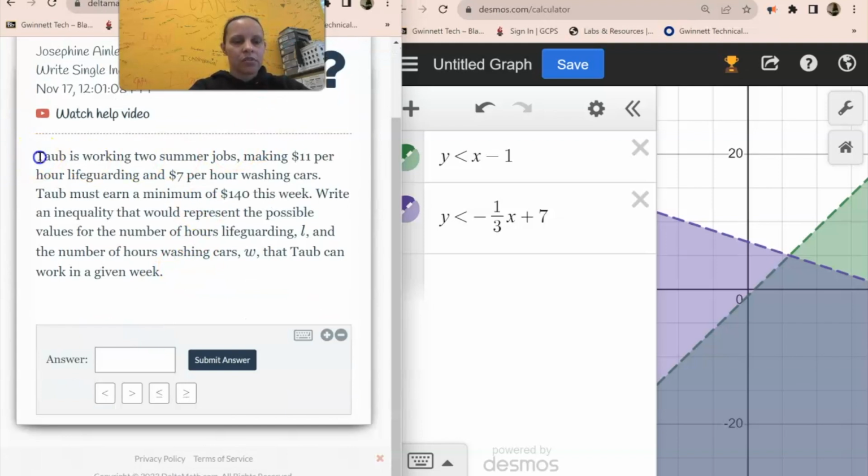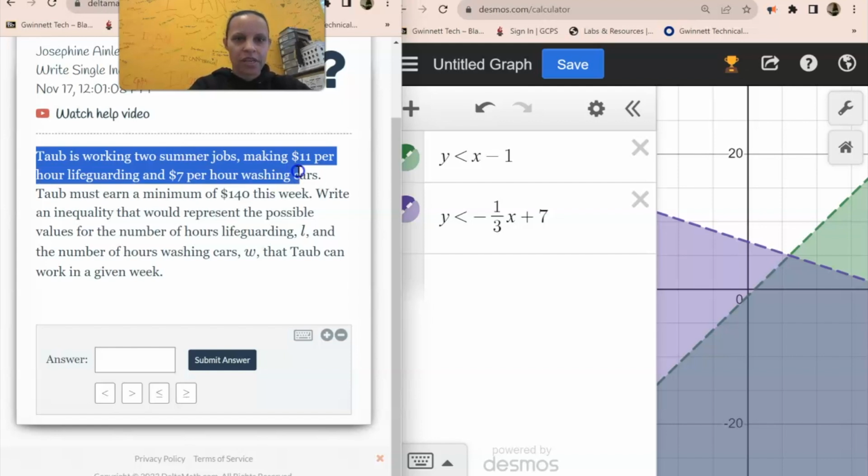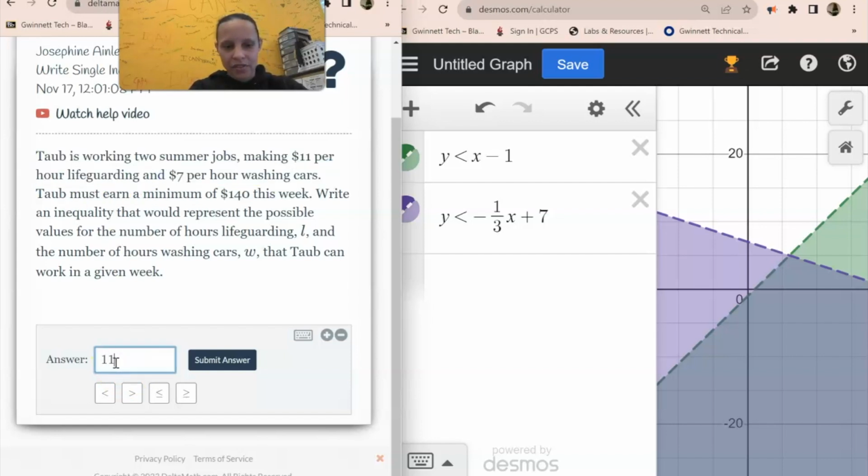So, Tuab, I don't know, however you say this name, is working 2 summer jobs making $11 per hour lifeguarding. So it's $11 with L, lifeguard. All right, and $7 with washing cars. So I don't know if I'm adding or subtracting this right now, so I'm just going to put a space and do $7 washing cars. Okay, so 11 lifeguarding, 7 washing cars. All right, he must earn a minimum.